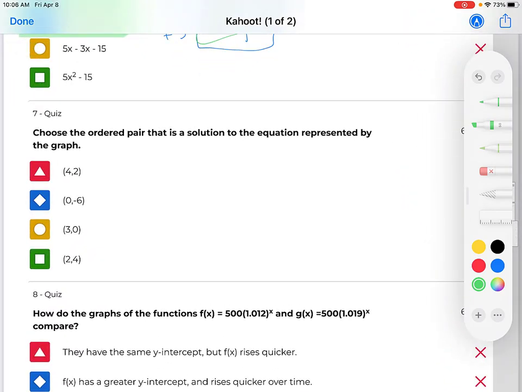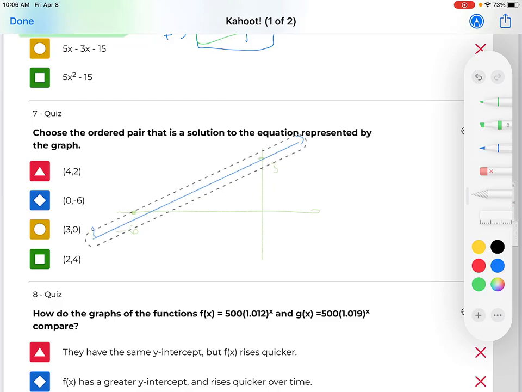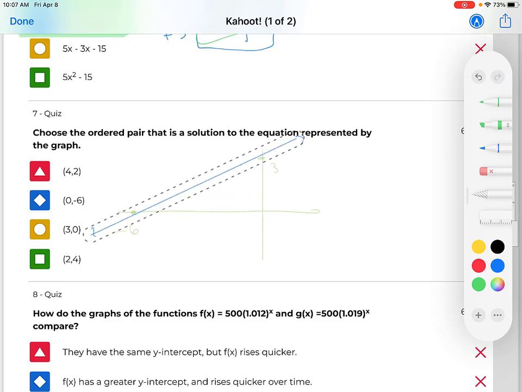Question number 7, choose the ordered pair that is a solution to the equation represented by the graph. So the graph had something that looked like this. See if I can move this. Guess I can move the pitch of it, huh? Alright, art lesson. Just make your dots really thick.